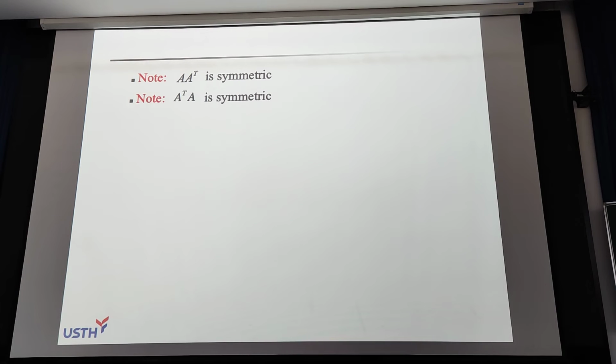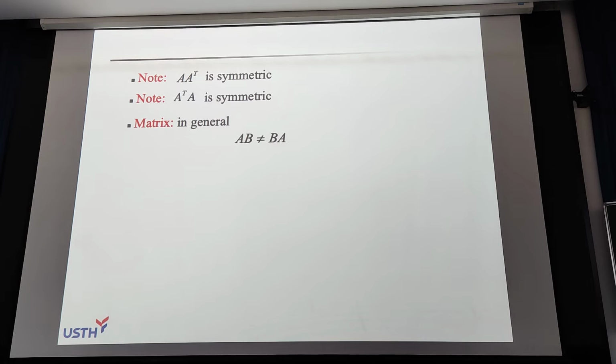And again, A transpose, you can multiply it with A and it is again a symmetric matrix. That is your homework. I will tell your teacher in the exercise class to verify.